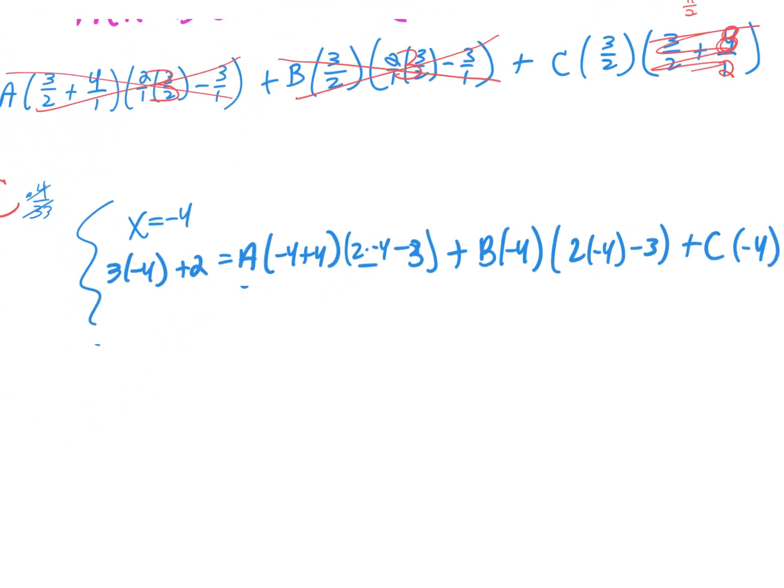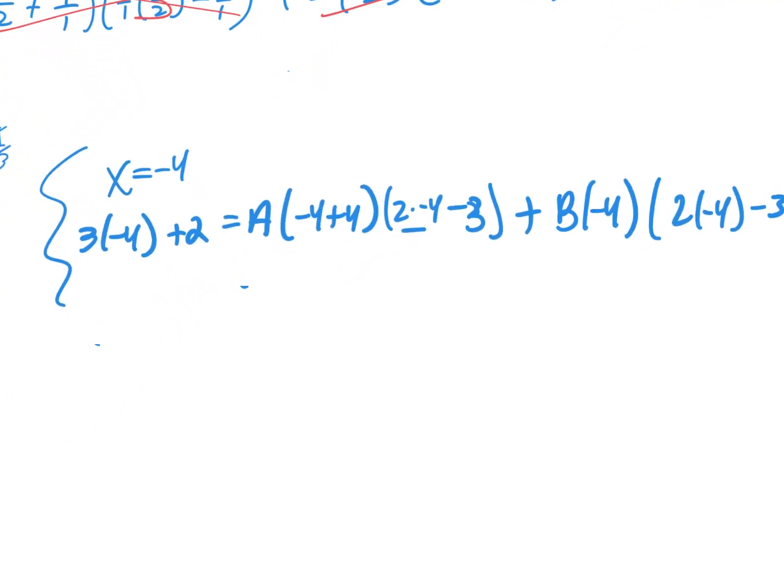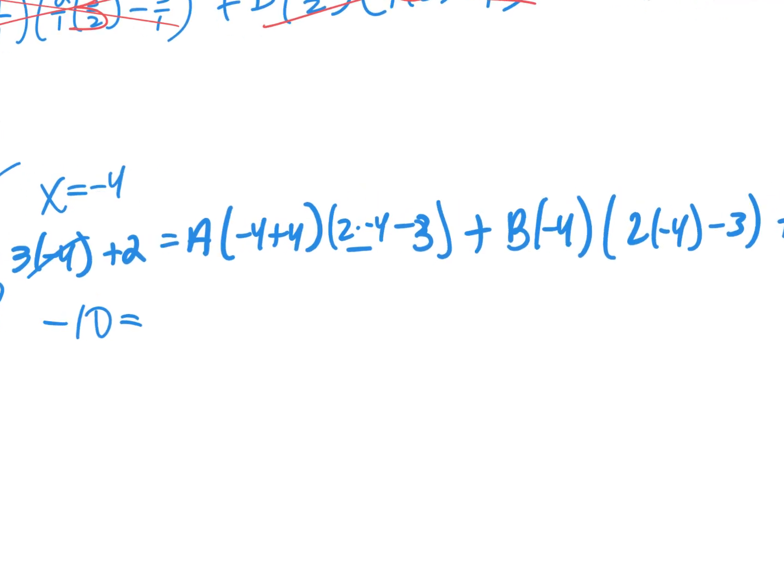Okay, so let's simplify. Left-hand side, negative 4 times 3 is negative 12. And negative 12 plus 2 is negative 10. Negative 10 equals. What's negative 4 plus 4? 0. And 0 times anything is going to cancel out. Wow.